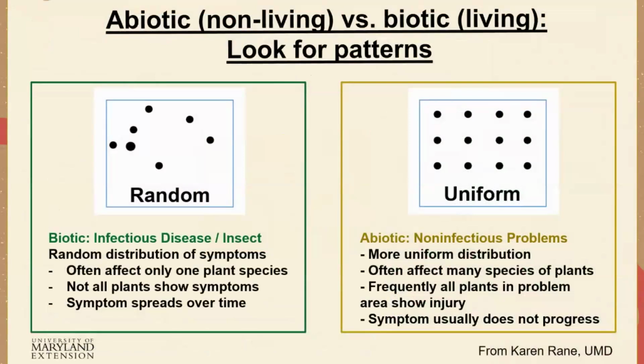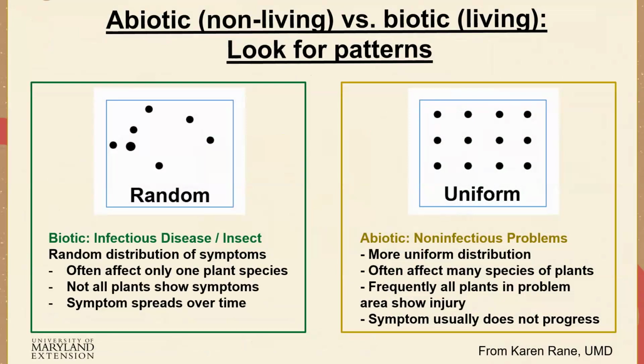When we're trying to differentiate a living causal agent versus a non-living causal agent, some examples of non-living include weather, salt being applied to the roads, maybe someone ran into their tree with their lawnmower by accident. So non-living things that may have caused the damage to a particular plant versus our living. So our living we call biotic causal agents. So these are things like infectious disease and insects.